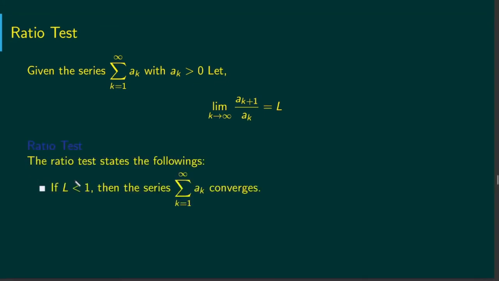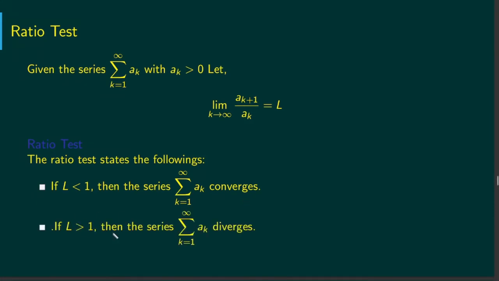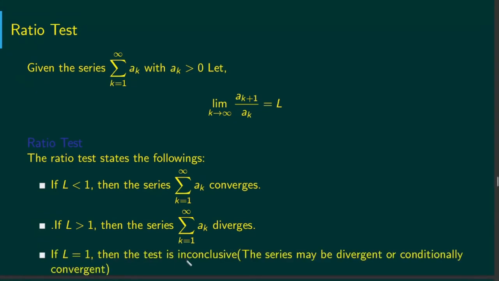So if L is less than 1, then this series converges. And if L is greater than 1, the series diverges. If L is equal to 1, then this test is inconclusive. That means the series can either diverge or converge. We cannot come to a conclusion there.